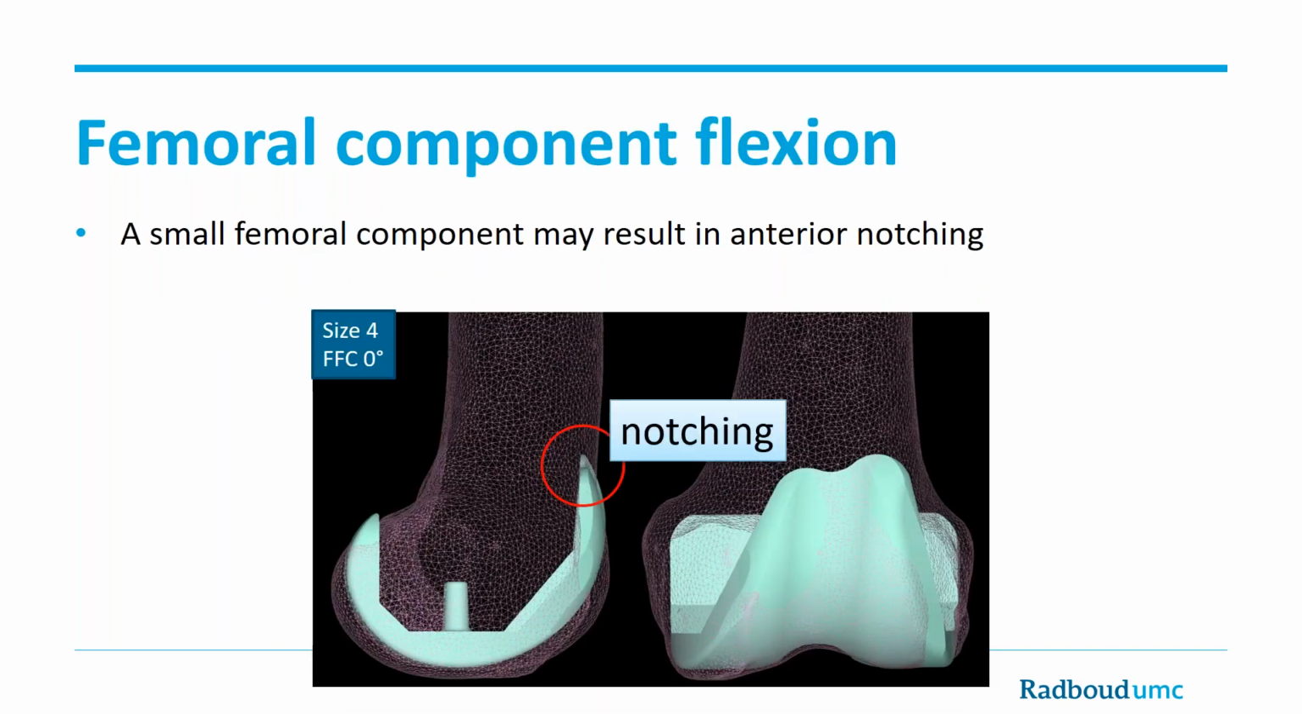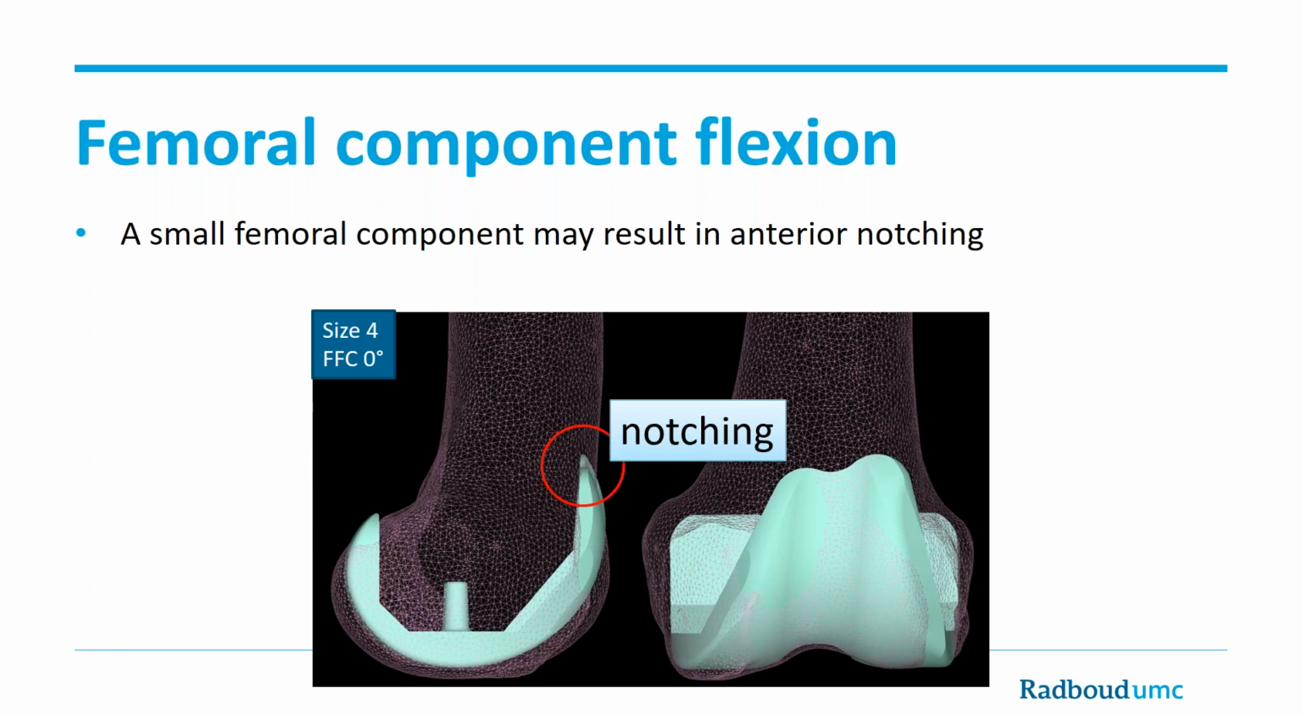So this brings me to the second topic about sagittal alignment in total knee replacement, and it's about the flexion of the femoral component. To introduce this problem, I would just say that sometimes the femoral component needs to be downsized to prevent medial-lateral overhang. Therefore, a smaller femoral component typically results in notching of the anterior cortex of the femur.